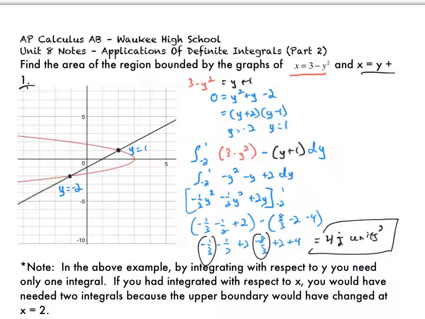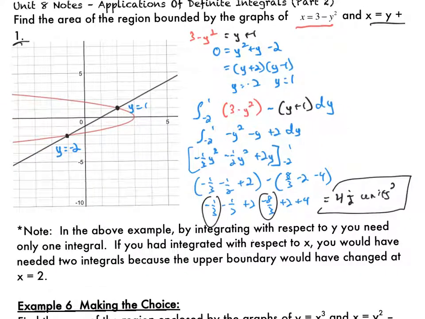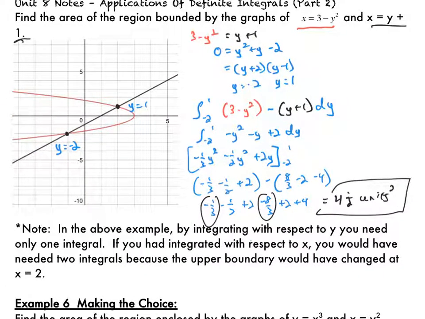Okay, so you can check my math there and see how I did. It looks like it's going to be 4.5 square units when we're all said and done. So in this example, if we integrate with respect to y, you only need one integral. If I had integrated with respect to x, I would have needed at least 2 integrals because the upper boundary would have changed at x is equal to 2. And again, in this area you're going to be violating the vertical line test anyway.